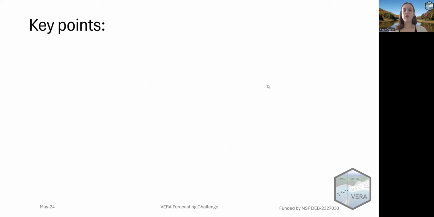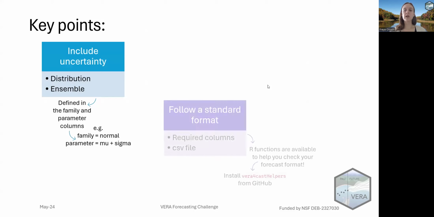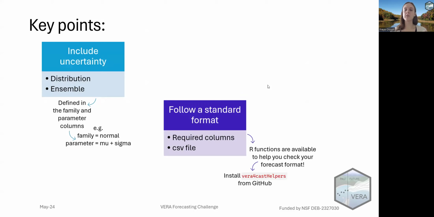To summarize, the VERA forecast must include uncertainty, and this can either be represented by a distribution or an ensemble. The representation of uncertainty is described in the family and parameter columns. So for a normal distribution, that would be a mu and a sigma. Next, the forecast submission must follow a standardized format, including the specific columns that I've shown you. The file must be a CSV, and you can help check your forecast file using the VERA forecast helpers package that can be installed into R from GitHub.